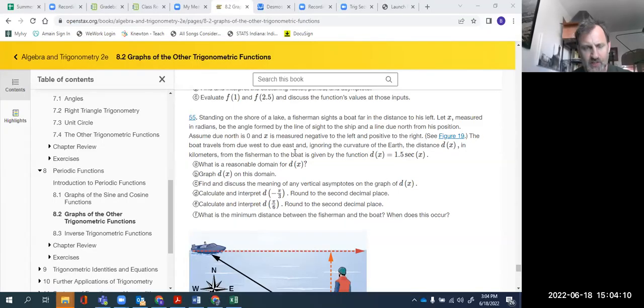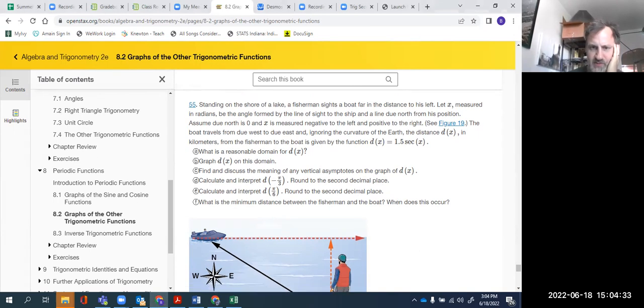Okay, I wanted to do this problem because it's a sample problem involving one of the alternate functions. Here it involves secant, and I wanted to go through my process for thinking about this. So first thing we're doing, I'm going to read the question. It's got a picture that accompanies it, which is nice.